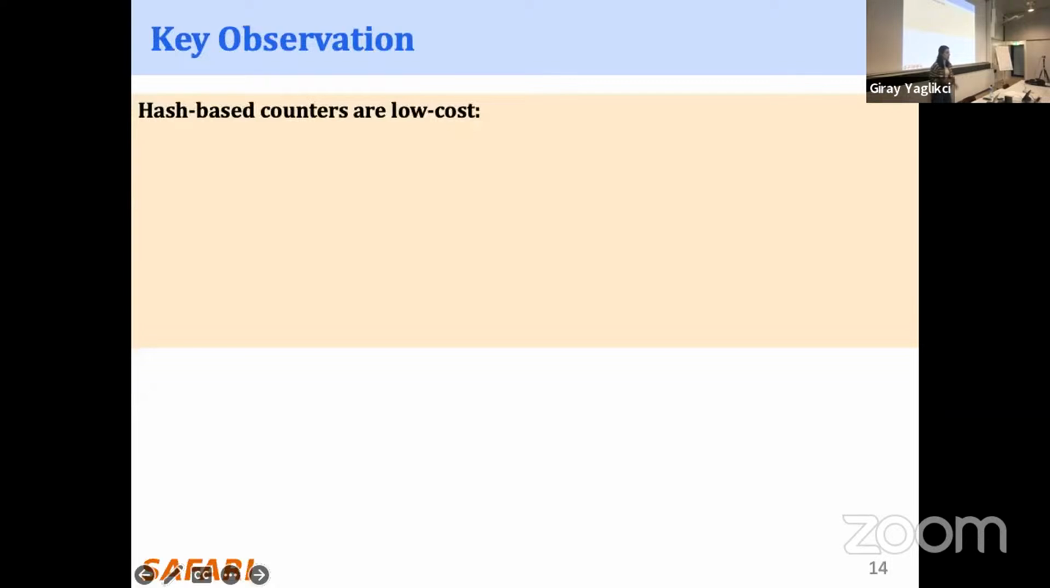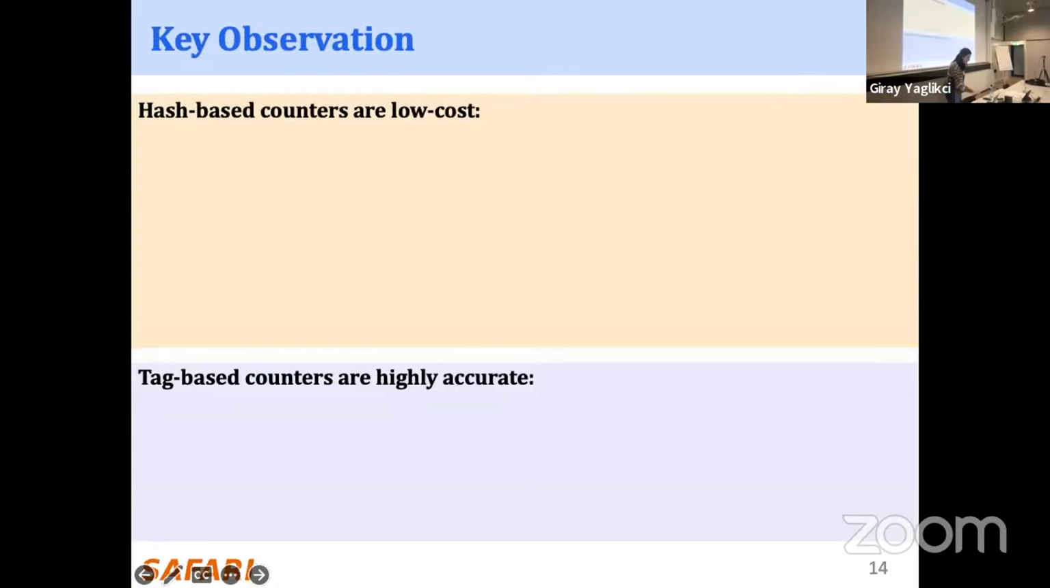We observe that there are 2 types of counters. The first one is hash-based counters that are low cost, and the second one is tag-based counters that are highly accurate. So we want to get the best of both worlds. We want to achieve both low cost and also high accuracy. I will explain how we achieve that, but before, let me explain how these counters work.